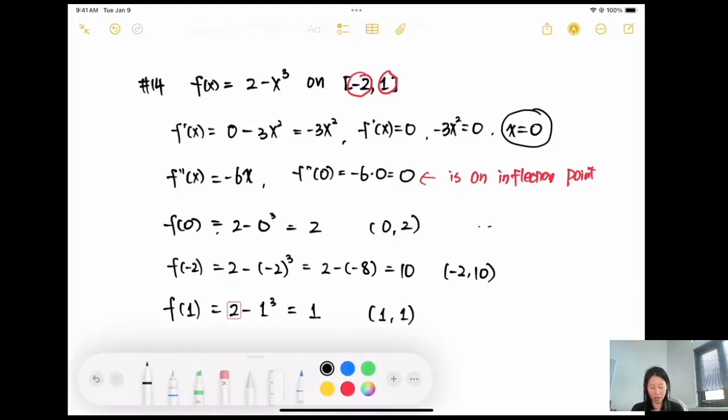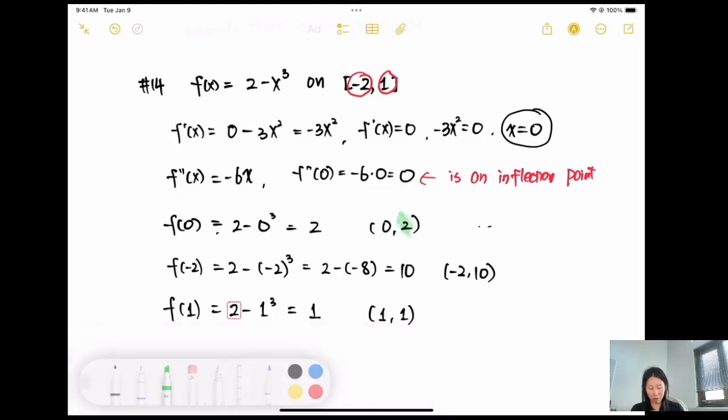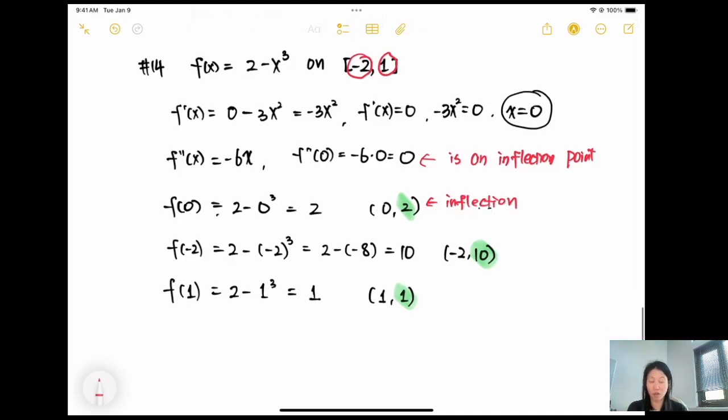All right, now look at the y values. When we're talking about maximum and minimum, we're looking at y. We have 2, 10, and 1. We know that x equals 0 is a critical point, but it's neither a minimum nor a maximum. In fact, it's an inflection point. But here we have a value equal to 10, so this is our global maximum. This is our global minimum, because it's the smallest value. Okay, so that's number 14. I'm going to leave you to do number 15 by yourself.